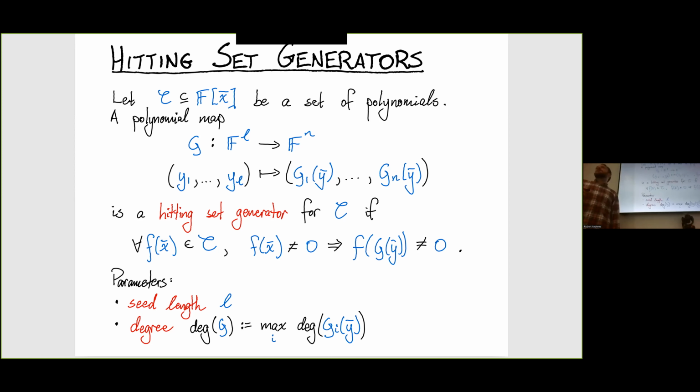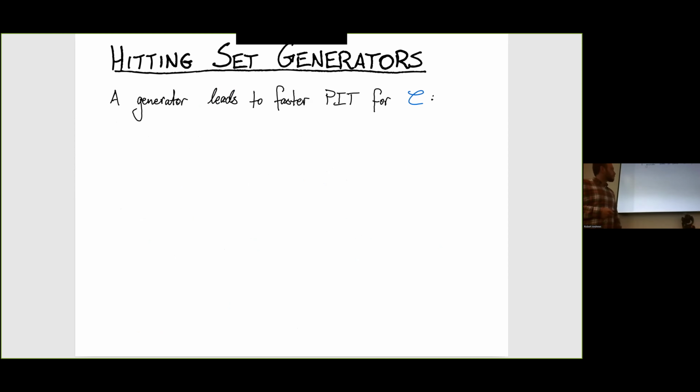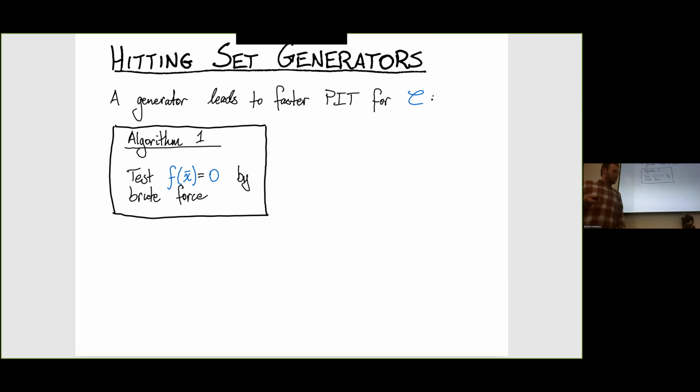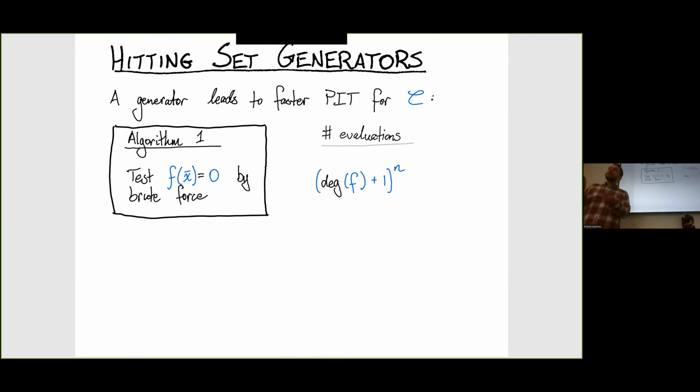Now, how can you use this for PIT? Let me show you. The first deterministic algorithm you might consider for PIT is you test the polynomial by brute force. Now, how many evaluations do you need to do that? Well, if you look at the parameters of the Schwarz-Zippel lemma, the number of evaluations you need is something like (degree plus 1) to the n. So it's exponential in the number of variables.